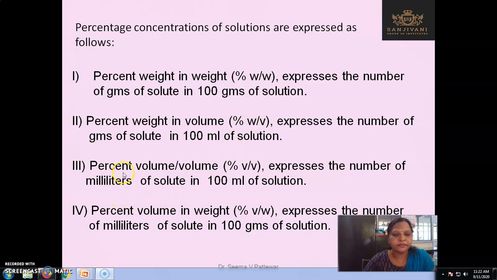Again, third one, percentage volume by volume. Here, in both cases, it is in liquid form. It expresses the number of milliliters of solute in 100 ml of solution. Percentage volume in weight expresses the number of milliliters of solute. So here the raw material is present in the liquid form and the product is in the gram form, that is in the weight form. That is the 100 grams of the solution. Understood?